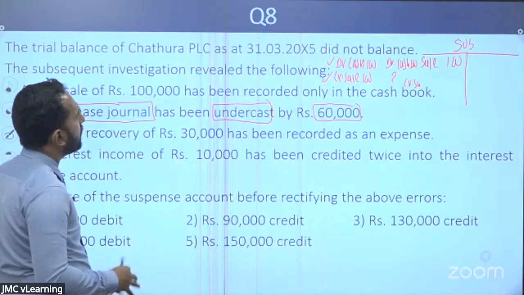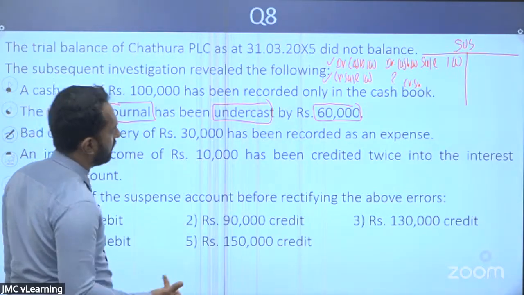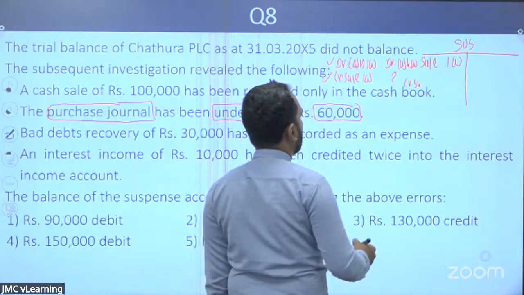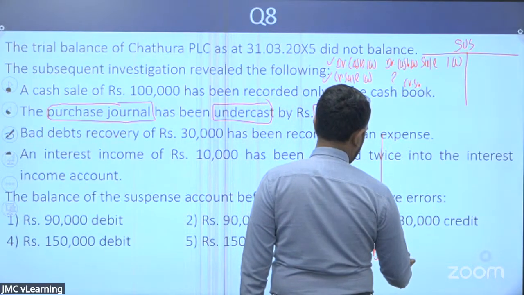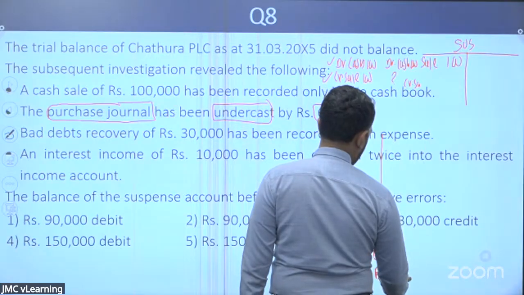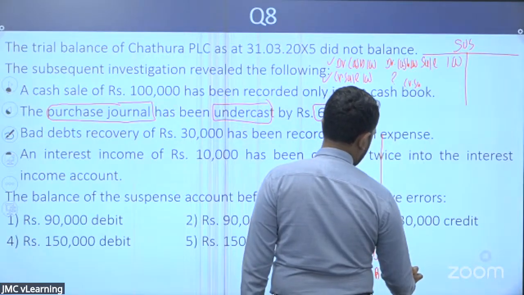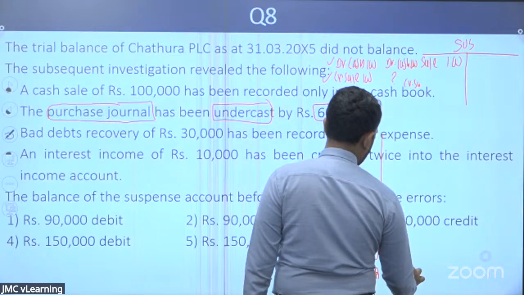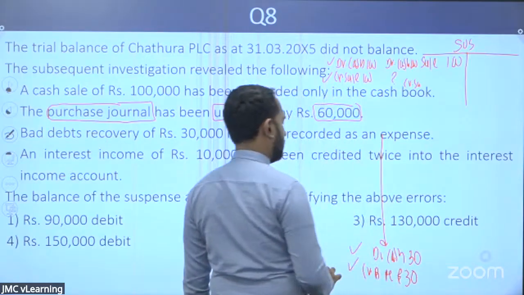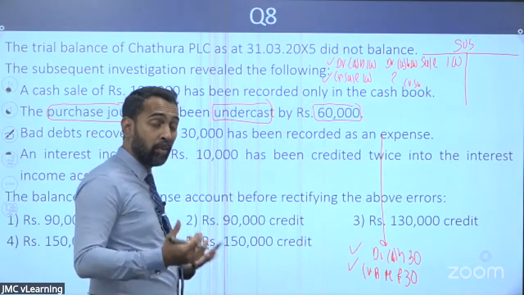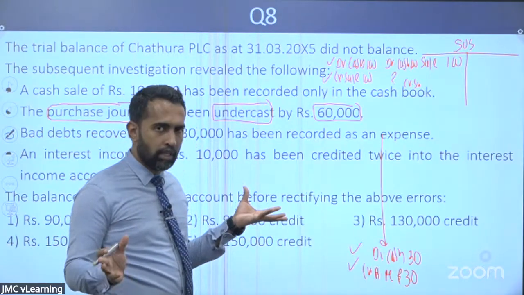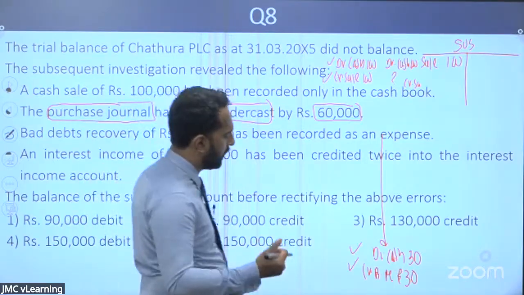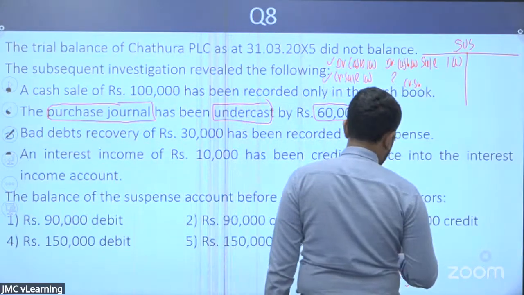Bad debt recovery 30 has been recorded as an expense. How should the double entry be for a bad debt recovery? If it is a bad debt recovery, debited to cash, and bad debt recovery credited 30 rupees. This is exactly the entry that should be made. Bad debt recovery means you are getting money from the debtor who has been written off. So the cash goes up. On the other side, credited to bad debt recovery. Now this is the correct entry.